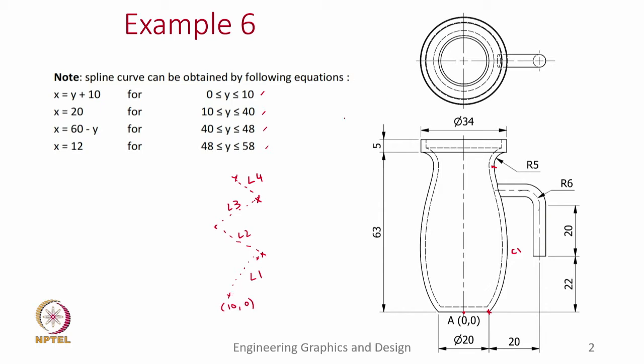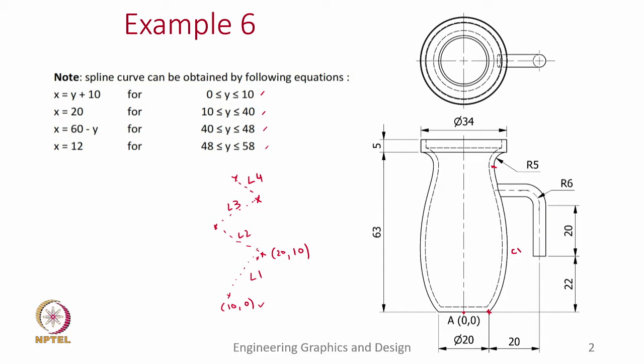The end point of line L1 can be found through this equation, where x is equal to y plus 10. When y is equal to 0, x is equal to 10, which is what we got here. When y is equal to 10, which we already know as the y component here, the x component is simply y plus 10, 10 plus 10 is 20. Similarly, we can do that for the other points as well.